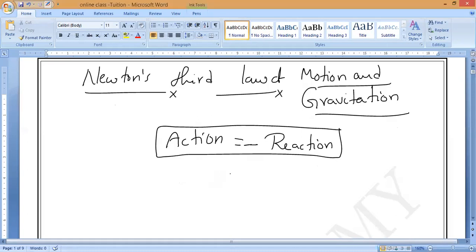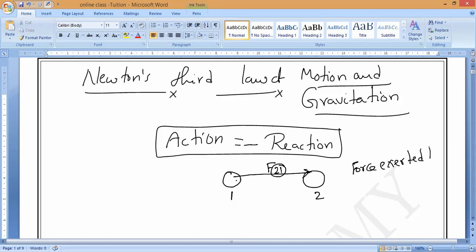For example, you can consider two objects. This is object 1 and this is object 2. Object 1 is exerting force on object 2. The force exerted by 1 on 2 is called F21.